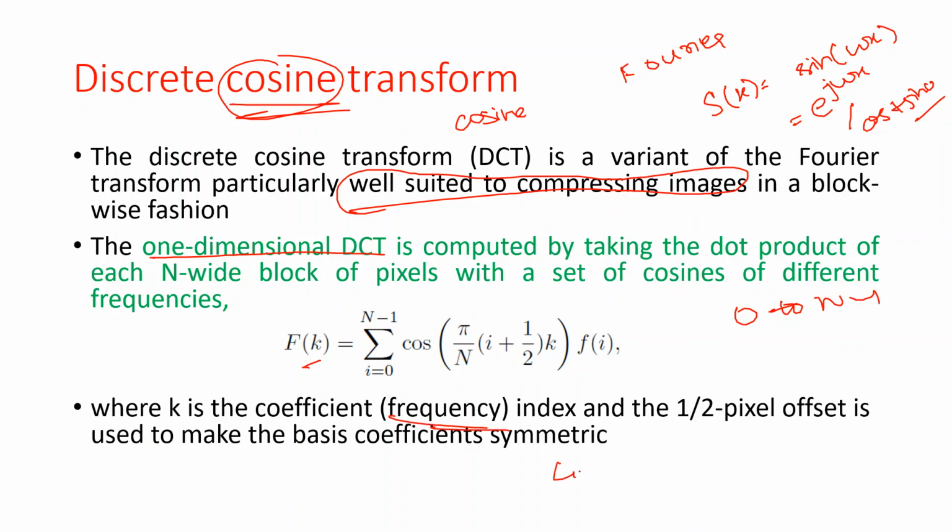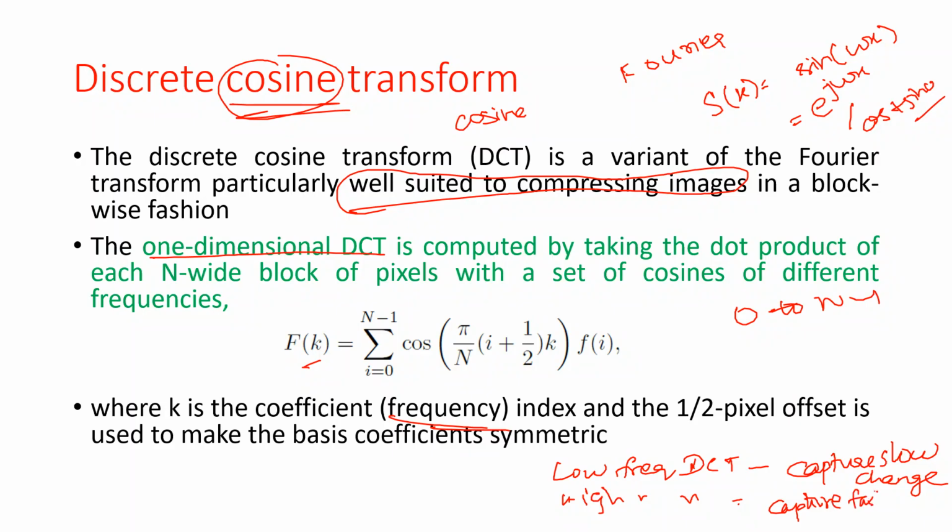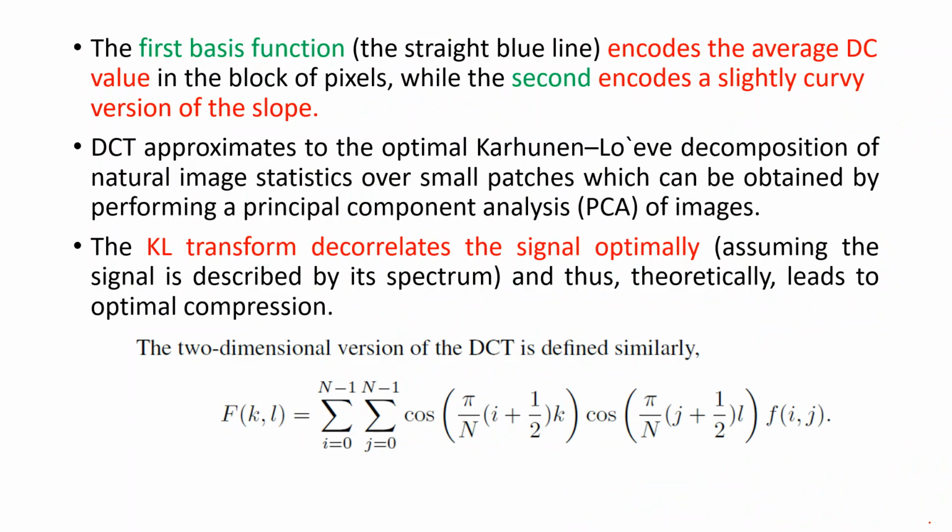Okay, low frequency DCT captures slow changes. Okay, high frequency DCT captures fast changes, right? The next one, each DCT coefficient corresponds to a basis function.